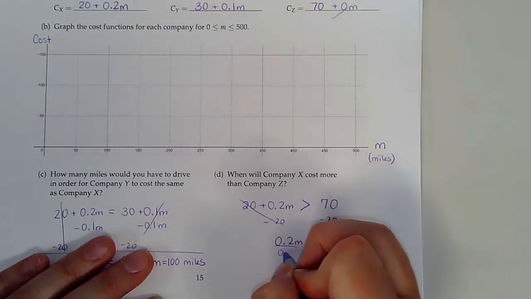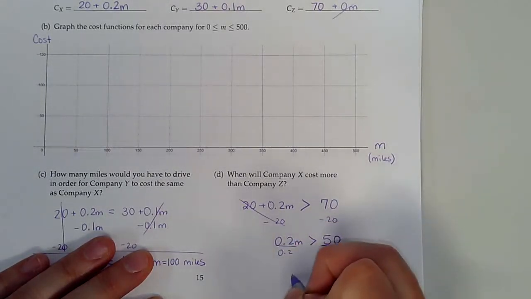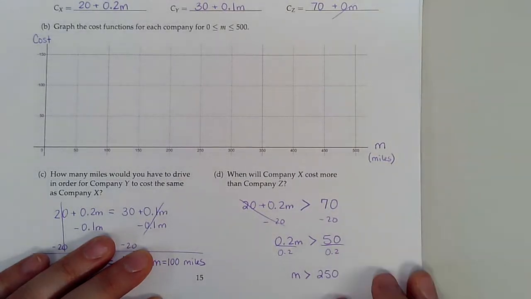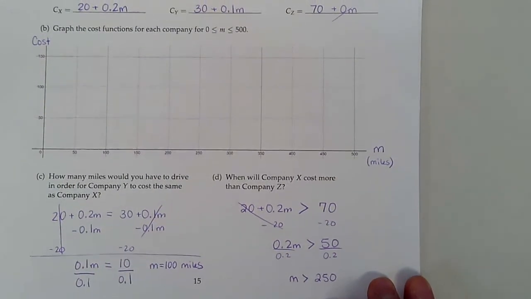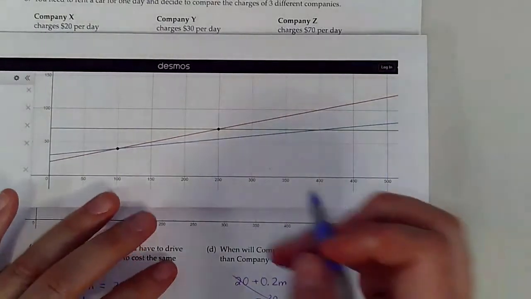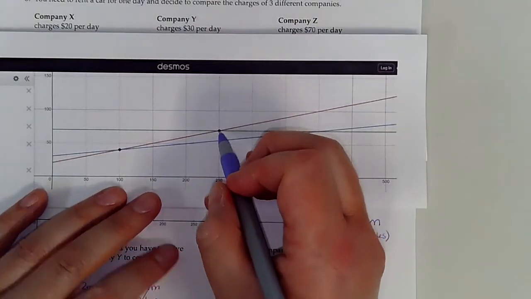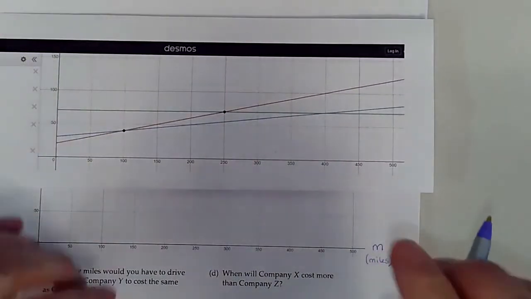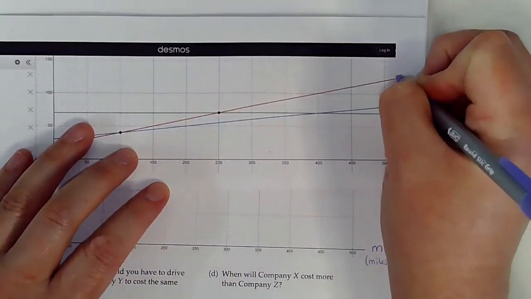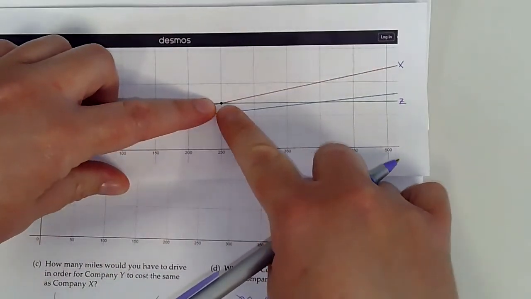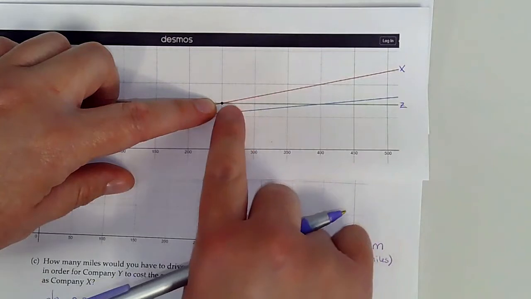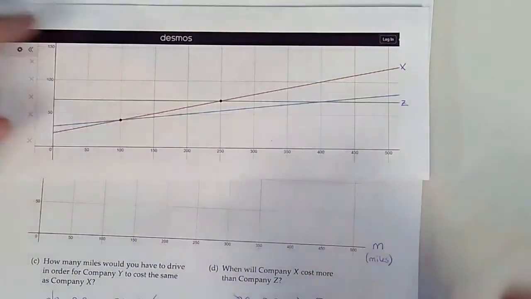And then I can divide both sides. And that'll tell me that M is greater than 250. So wherever M is bigger than 250, we should have company X costing more. So picture-wise, here's 250. And here is company Z. And here is company X. And so they definitely do meet here at 250. And then everything past 250, X is bigger than Z is. And so it will cost more there.